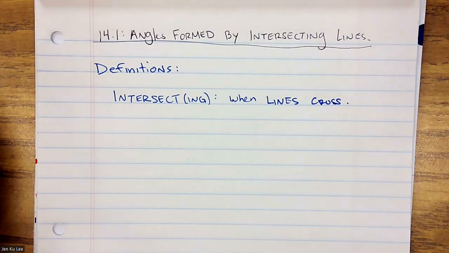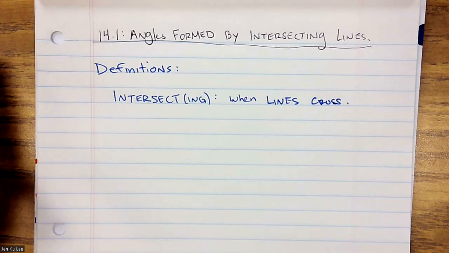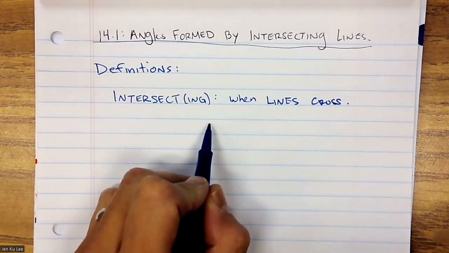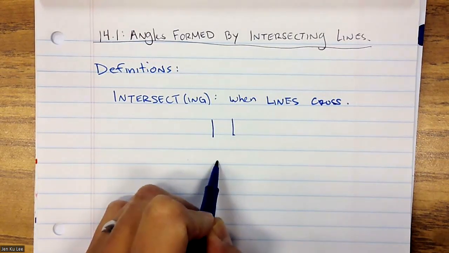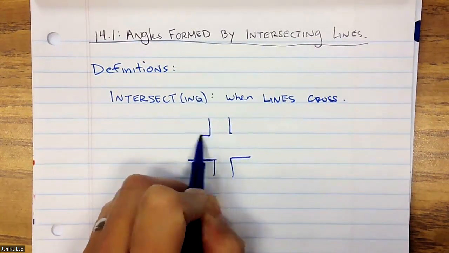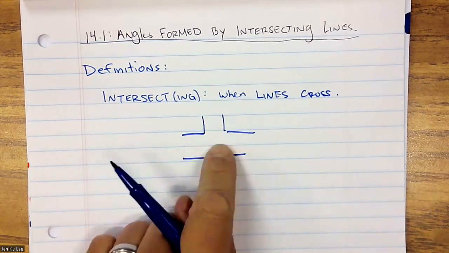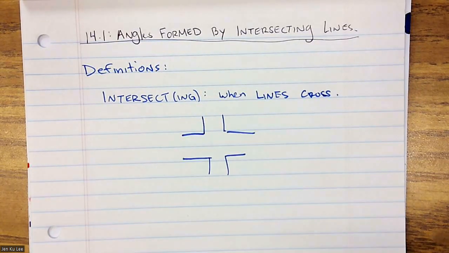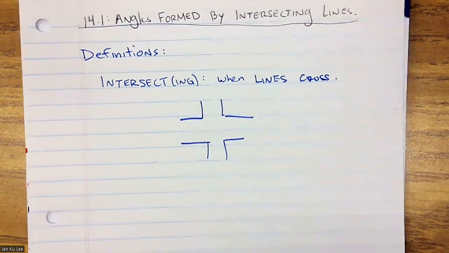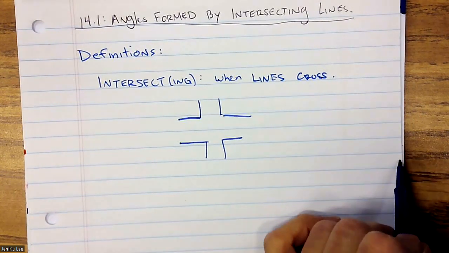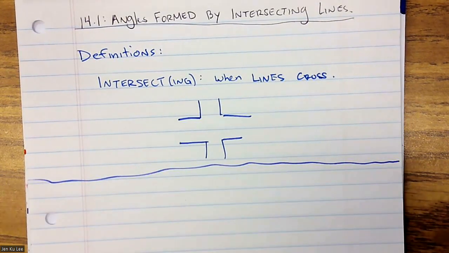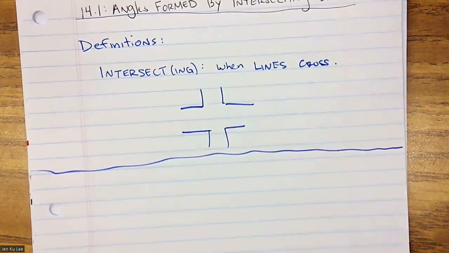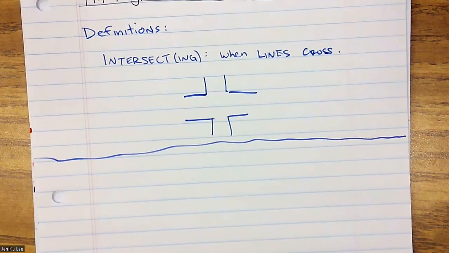When you're at an intersection, when someone's driving and you're at an intersection, that means two streets are crossing, right? They're crossing here. So that's why it's called an intersection, because they're intersecting. Okay. So when two lines intersect, there's four different types of angles that are created. All right.